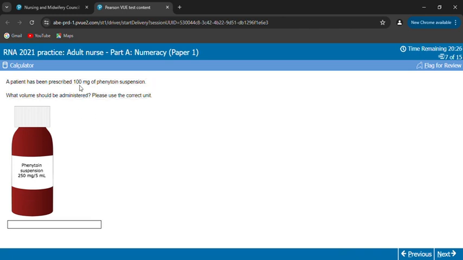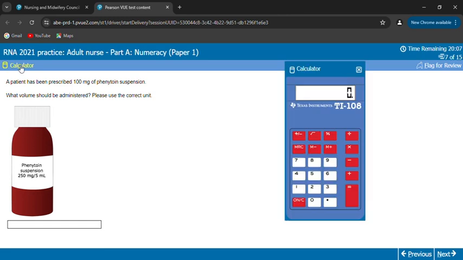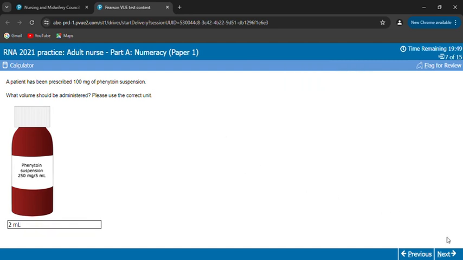So here we have a 100 mg prescription, but what we have available is 250 mg in 5 ml. So how can we solve that? Same as before: 100 mg divided by 250 mg and multiply by 5. So the answer will be 2 ml. Here you can again see that they didn't mention any ml or mg, so we have to mention it.